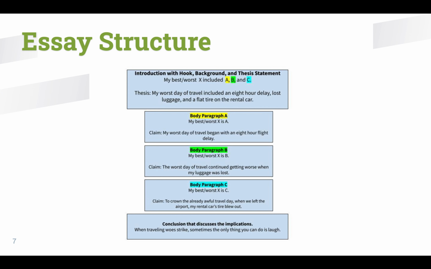Then the conclusion is going to discuss the implications of what other things I learned, perhaps, or maybe the most important thing, or the so what of the essay. In this case, when traveling woes strike, sometimes the only thing you can do is laugh. So that would kind of be the implication of that particular example. So you can see your structure. Each of these blue boxes represents a paragraph. So you see you're going to have 5 paragraphs in this essay.